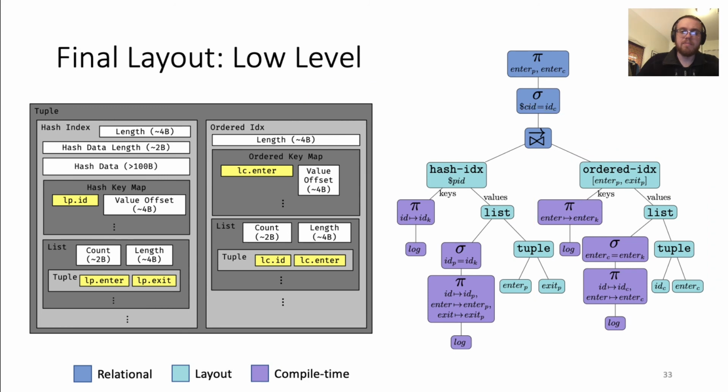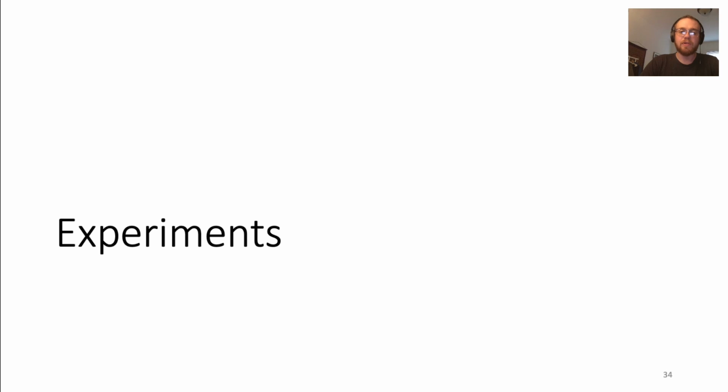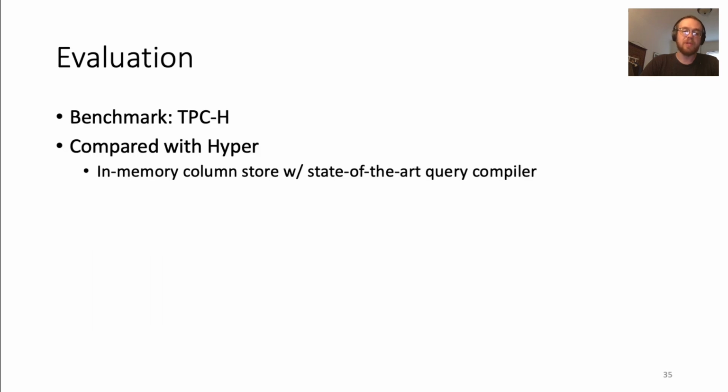In the paper, we compare this layout with two other possible layouts for this query, and we find that this layout is a good compromise between the amount of storage that it requires and its performance. We evaluate Castor on the TPCH benchmark suite, and we compare it against Hyper, which is a state-of-the-art in-memory column store, which has a query compiler that implements some aggressive query optimizations, such as vectorization.